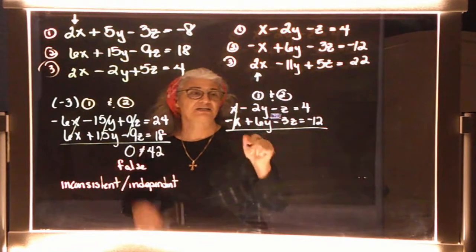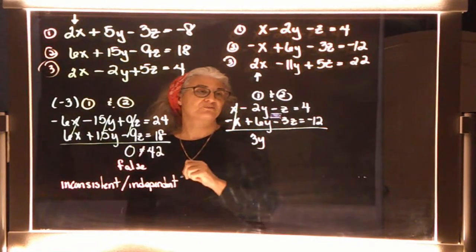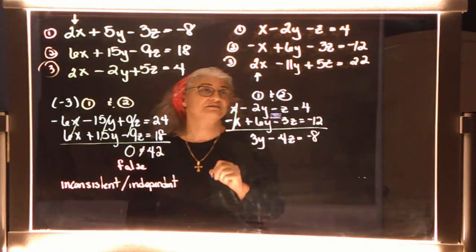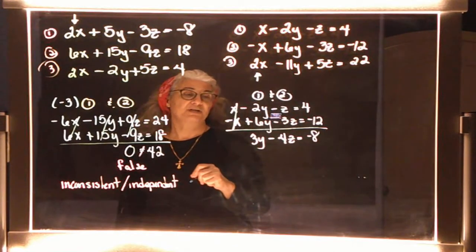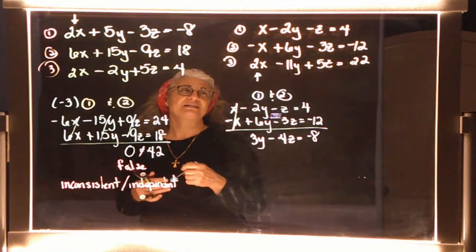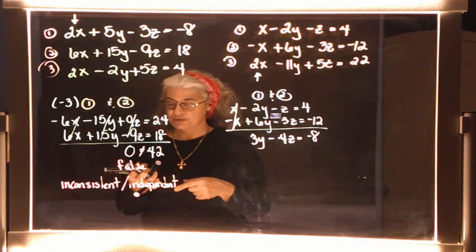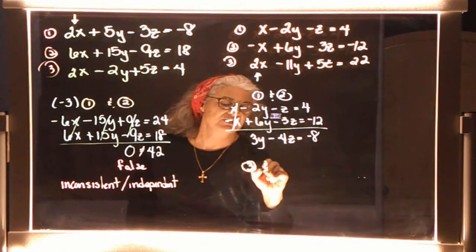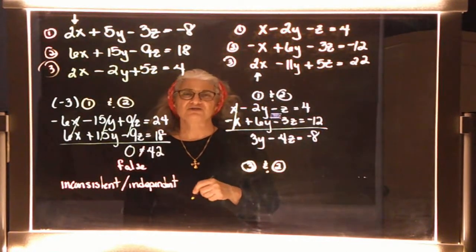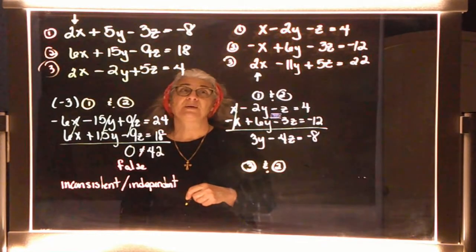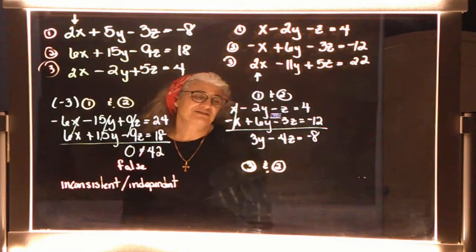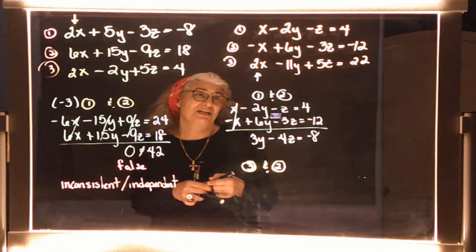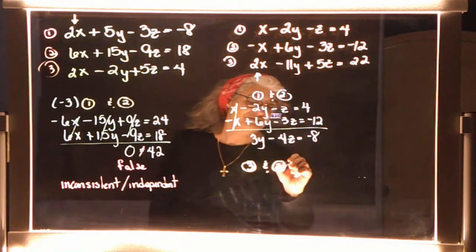X's drop out. Yay! This becomes 3y minus 4z equals negative 8. Good? Okay. And yeah, I still need to work with equation 3. I'm going to choose to do equation 3 with equation 2. Like, hey, you usually use equation 1. You're right, I usually do. But equation 2 already has a negative in front of it, so all I got to do to equation 2 is actually multiply it by what? Positive 2?